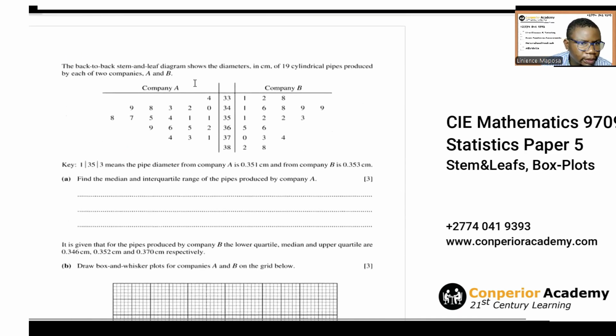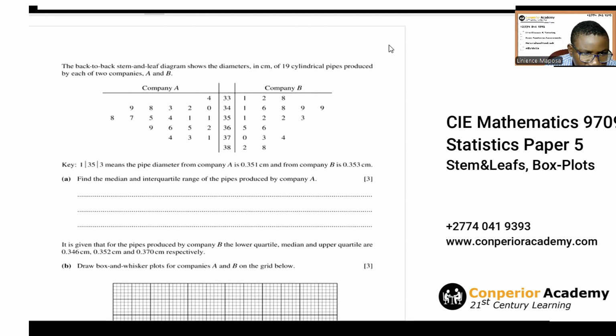The next question is a back-to-back stem and leaf diagram showing the diameters in centimeters of 19 cylindrical pipes produced by company A and company B. Okay, so you have all this data. The key says 1353 means that the pipe diameter for company A is 0.3051. Okay, so read the key. Don't skip that part. You must read the key. You see here, we have a decimal. If you don't read the key, you end up thinking that this is 351.